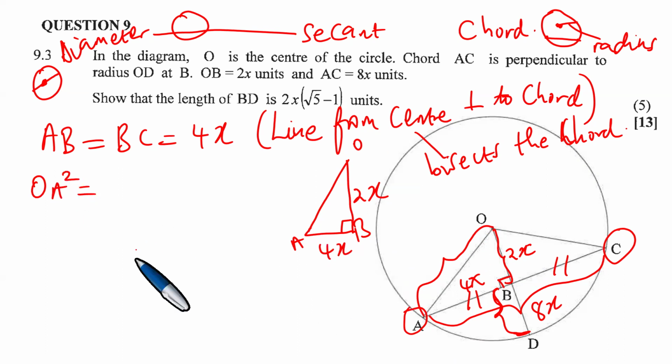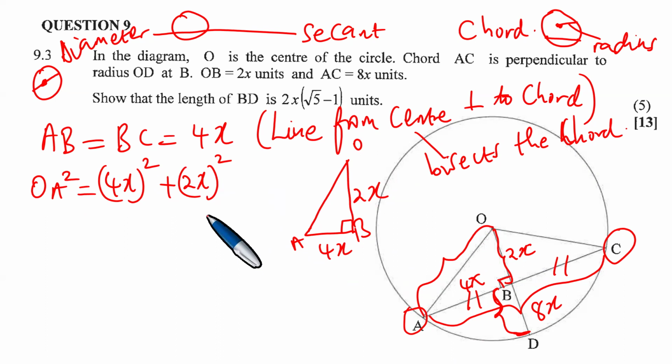So OA squared is equal to 4x squared plus 2x squared. You take the square on the hypotenuse and you find the sum of the squares on this side and that side. And the reason is Pythagoras. And therefore, what do we then have?